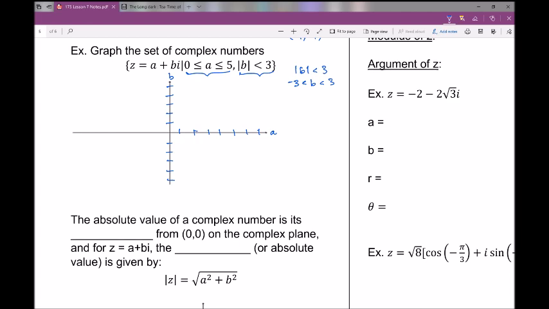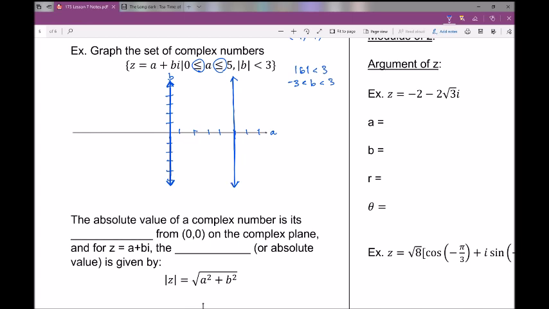So now we need to go ahead and graph our set. So if you remember, when graphing inequalities, if we have an inequality with an equal sign, like a less than or equal to, like we have here, we use a solid line. So we have that a is greater than or equal to 0. So that means that our first vertical line is going to be at a equals 0, and that is the b-axis. Okay, we also know that a is less than or equal to 5. So at a equal to 5, we're going to have our second solid line. So it'll look like this.